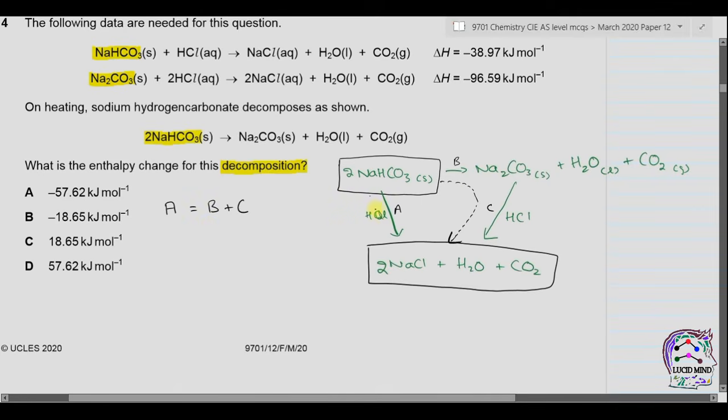Now we have to find the enthalpy changes in A, B and C. 2 NaHCO3 are giving 2 NaCl and water and carbon dioxide. So 2 moles of NaHCO3 are involved. So taking the value from the first equation, we have sodium carbonate with HCl and the enthalpy change is minus 38.97. As 2 moles are involved, it will be 2 into minus 38.97. It comes to be minus 77.94.